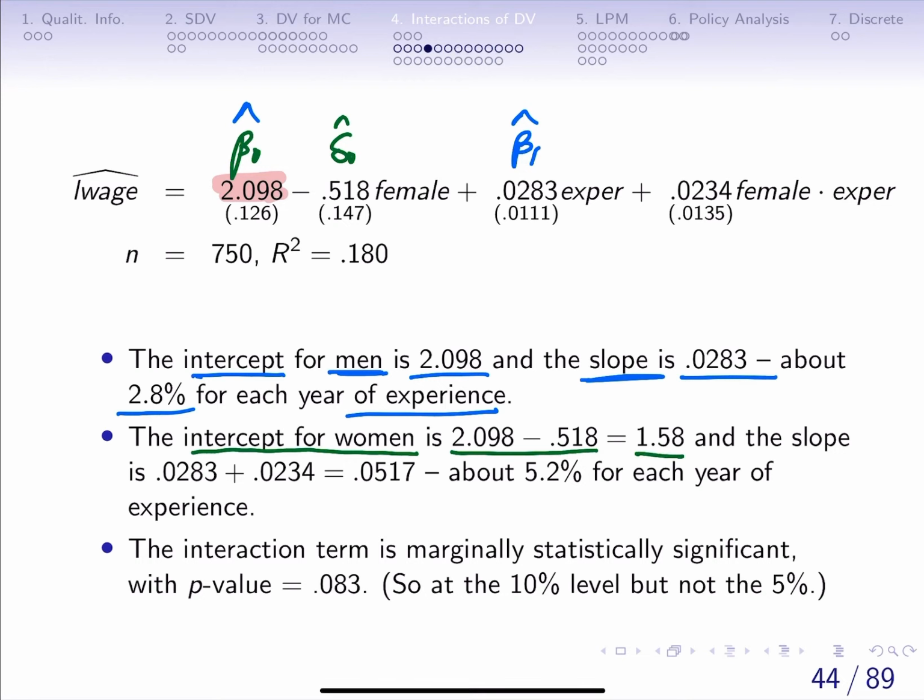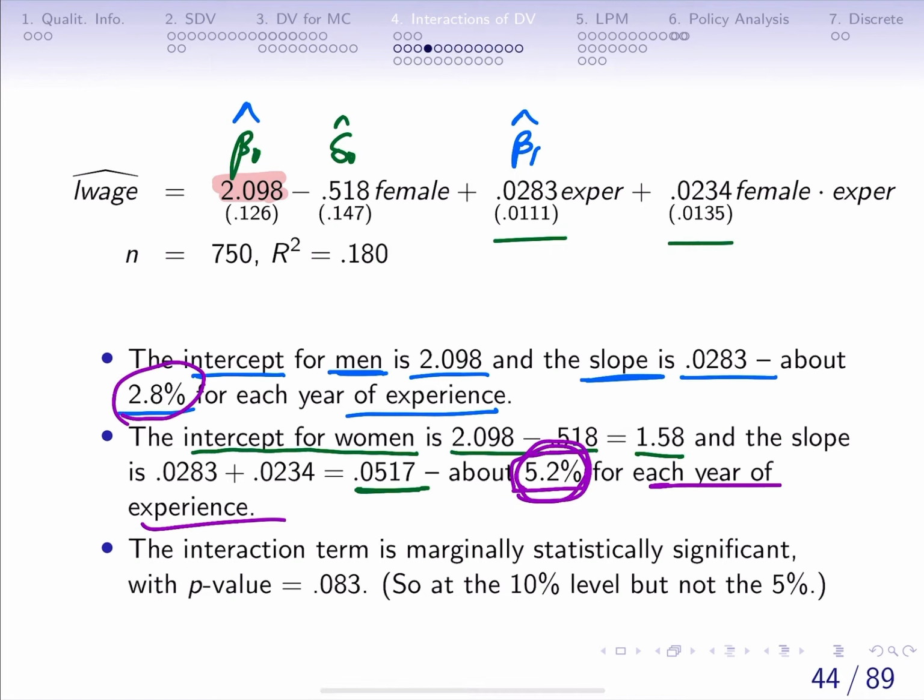And the slope is 0.0283 plus 0.0234, which is 0.0517. So this is basically saying that the return to experience is 5.2% for each additional year of experience for women. Okay, so this is higher than that of men.